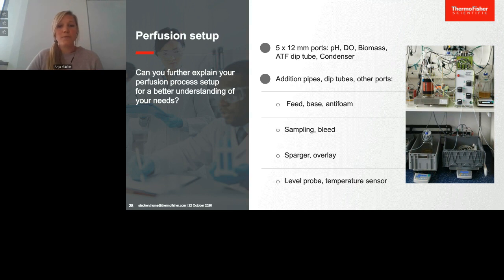The challenge of automated perfusion in small vessels is definitely to integrate all the probes and ports in the head plate that you need. So it was possible that with some customizations, we designed a 1 liter vessel that has all the 5 ports that you need for the 12 millimeter probes and the condenser and the ATF dip tube, as well as all the addition pipes, dip tubes, and other ports like for sampling, feeds, sparger, and so on.